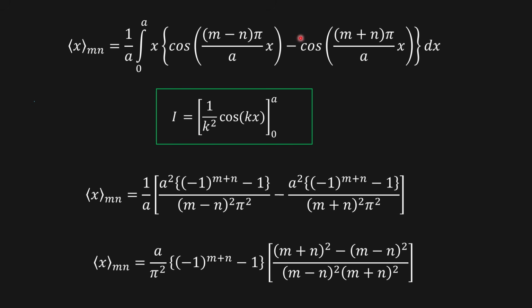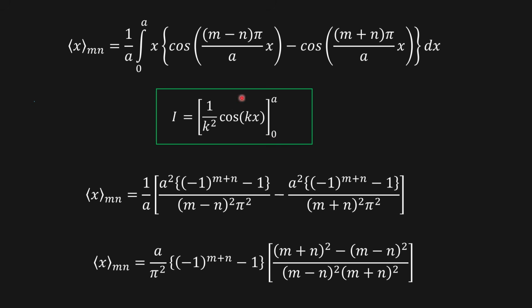Now we got this integration, and we have to solve it. We have seen that the integral for this type of format is I equal to 1 over k squared cos kx, applying the limit 0 to a. I have already explained the first term, the sine term will get cancelled. So only the second term we are getting, which is 1 over k squared cos kx, applying 0 to a.